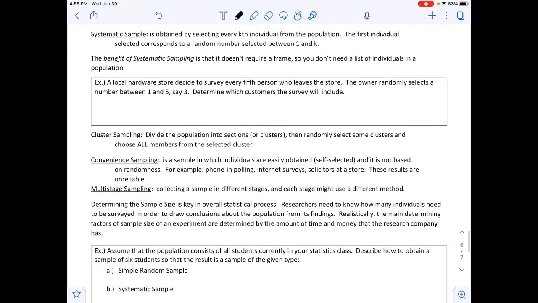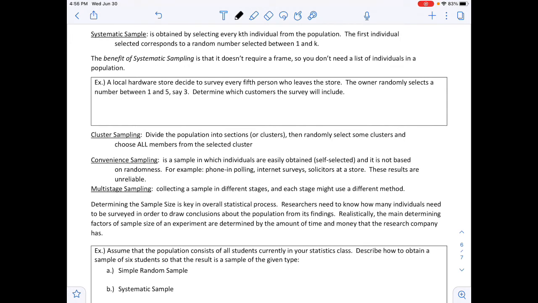The next type of sampling method that we have is systematic sample, and this is obtained by selecting every kth individual from the population. The first individual selected is going to correspond to a random number between 1 and k. And the benefit of systematic samples is that it doesn't require a frame, so you don't need a list of individuals in the population. So the next example that we have says a local hardware store decides to survey every 5th person who leaves the store. The owner randomly selects a number between 1 and 5, and let's say 3, so that way we're all doing the same problem. And it says determine which customers the survey will include.